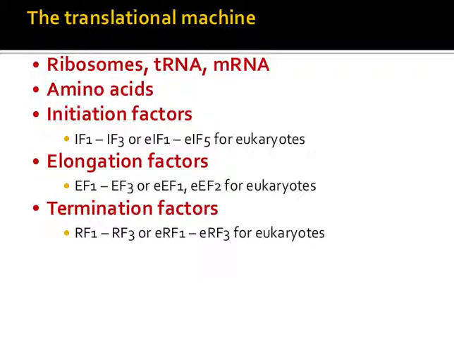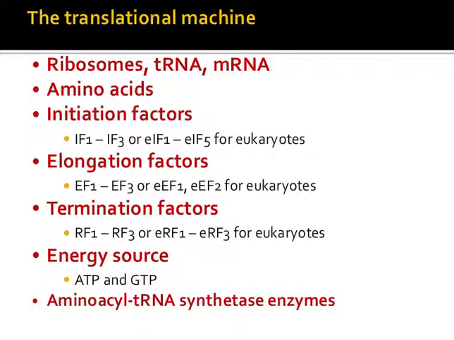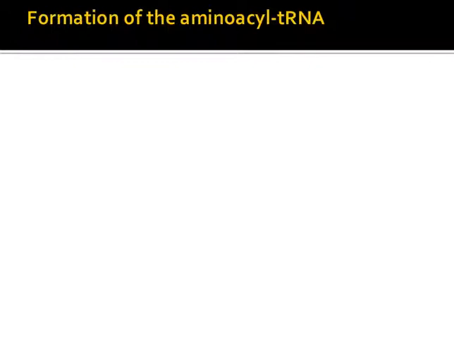These are mostly GTP binding proteins or nucleotide binding proteins, and the nomenclature varies whether it's prokaryote or eukaryotes. The eukaryote factors are denoted by the E in front of them. Then we need an energy source, and these are ATP and GTP. And lastly, we have the aminoacyl-tRNA synthetase that loads the amino acids on the tRNA.